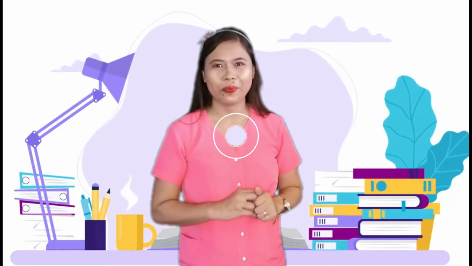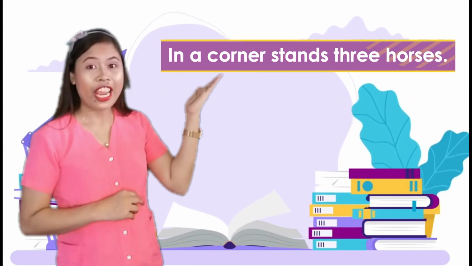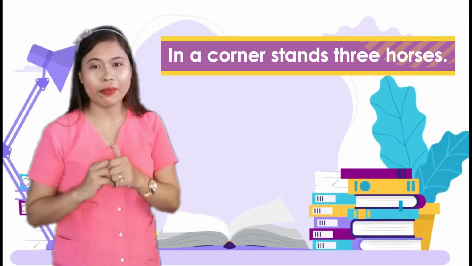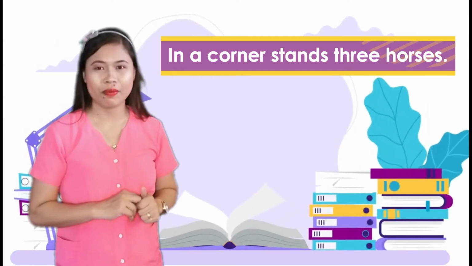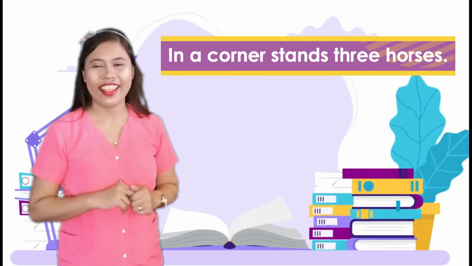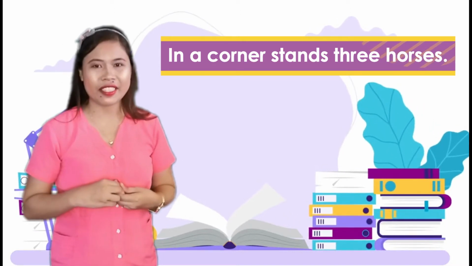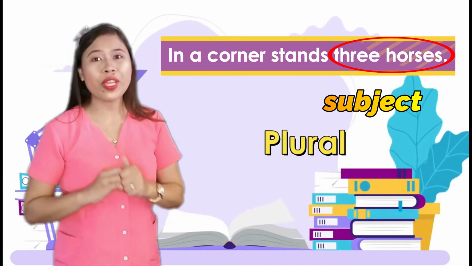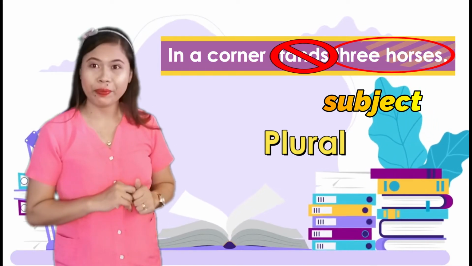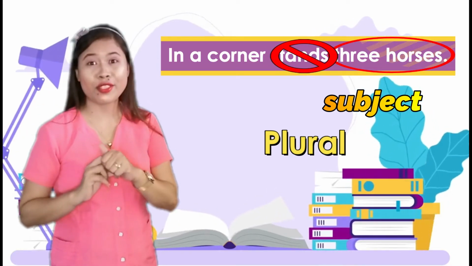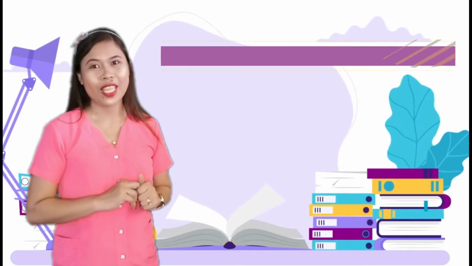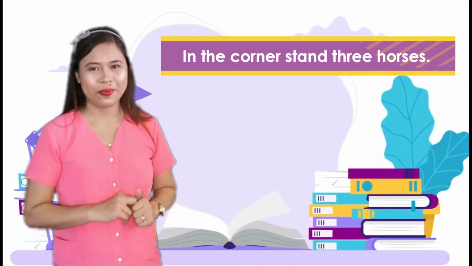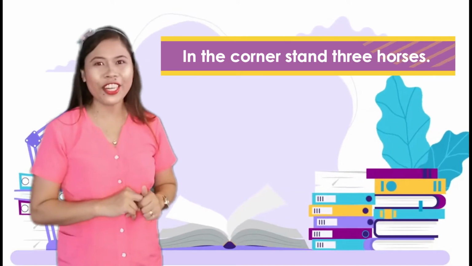Let's have another one. In a corner stands 3 horses. Does the verb agree with the subject? No, it doesn't. You're right. The subject in this sentence is 3 horses. It is a plural, which requires the base form of the verb. So, what is the correct sentence? In the corner stand 3 horses. Awesome! You're a fast learner.